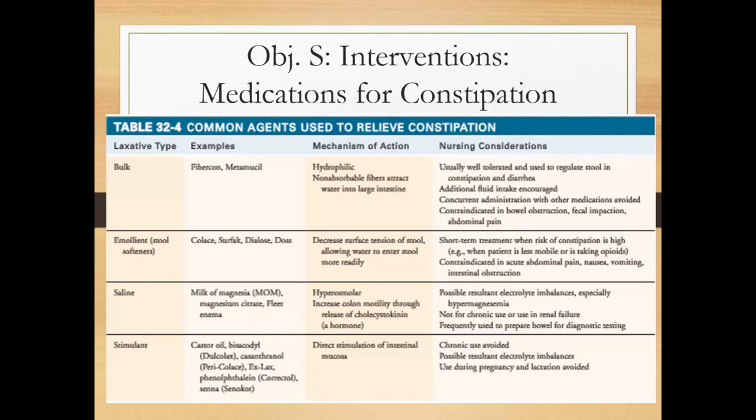Bulking laxatives, such as Fibercon, add bulk to the stool and make it easier to pass. Emollient laxatives, such as Docusate, lubricate the colon and make stool easier to pass. Saline laxatives, such as milk of magnesia, draw water into the colon to soften the stool and make it easier to pass. Again, monitor for renal disease with magnesium-containing laxatives. Stimulant laxatives, such as X-Lax, work by stimulating intestinal mucosa to make the stool come out. And these can cause some pretty significant cramping, so keep that in mind with your patients.